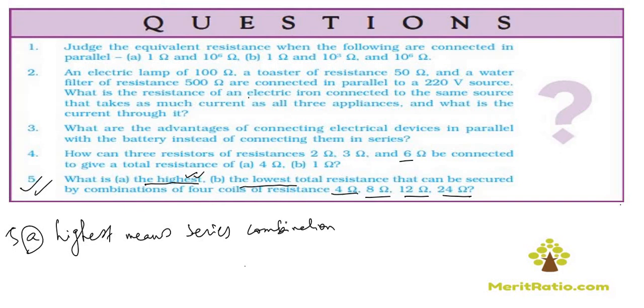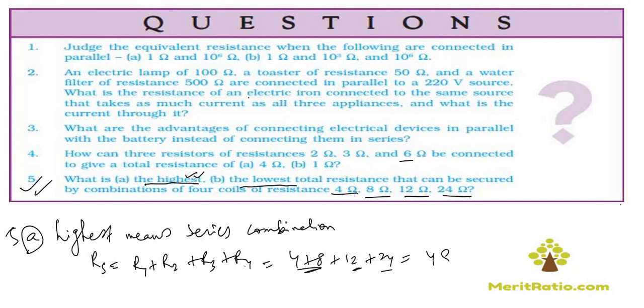So we can obtain R is equal to R1 plus R2 plus R3 plus R4. This is 4 plus 8 plus 12 plus 24. How much will it be? 12, 12, 24, 24, 48 ohm. In B, it is asked the lowest. Lowest means, always remember, the resistors are connected in parallel combination.